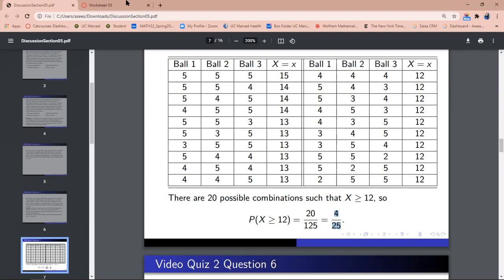Wait, how did you get 20? Okay, good question. We made a table where X, which is the sum of the three balls, should be greater than or equal to 12. If you count these outcomes, that's 1, 2, 3, 4, 5, 6, 7, 8, 9, 10, 11, 12, 13, 14, 15, 16, 17, 18, 19, and 20. So there are 20 ways we can get X to be greater than or equal to 12. Okay, does that make sense?